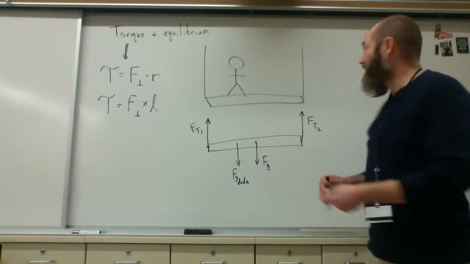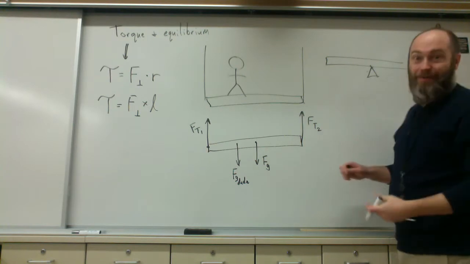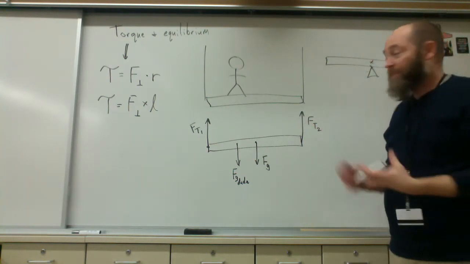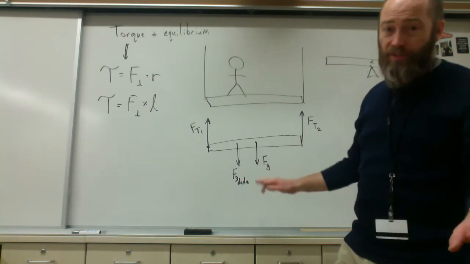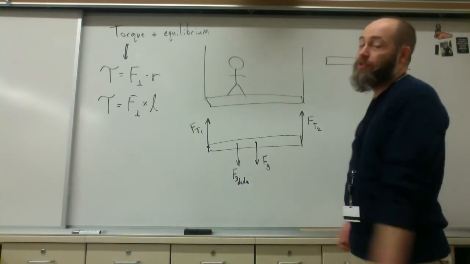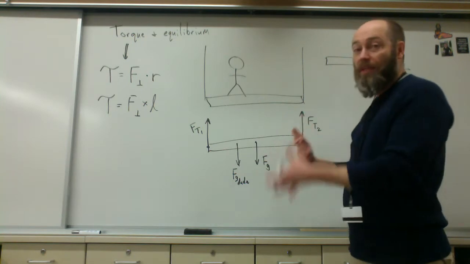In some problems, it's pretty obvious where the axis of rotation is. Okay, like, if you have a teeter-totter, well, guess what? The axis of rotation is going to be there, like, duh. But in some problems like this, you get to decide. And it doesn't matter where you decide. You can decide any place. But my suggestion would be to pick some place that's going to make the problem easier.